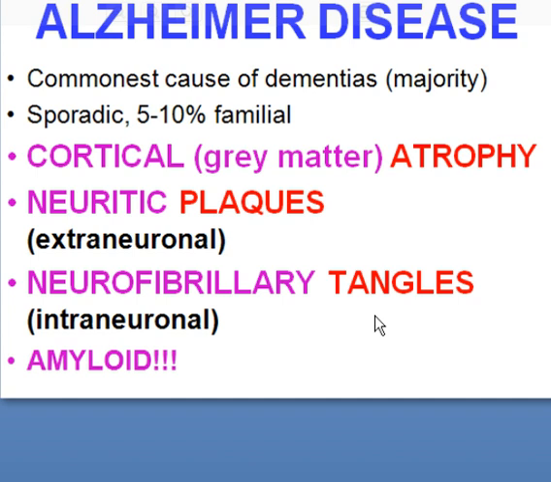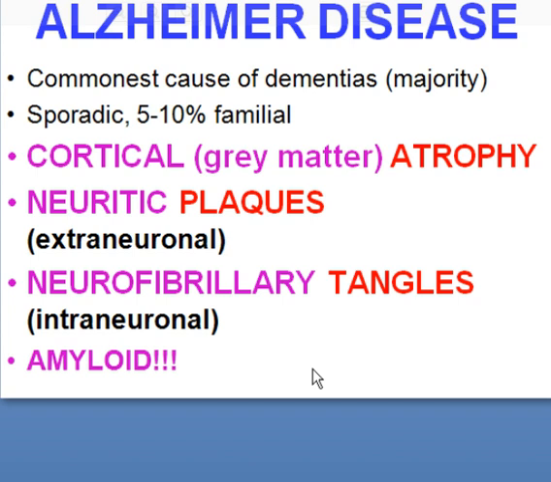And then there's amyloid. And the amyloid is almost always accompanied by either the plaques or the tangles, more likely the plaques and the tangles. But I would say you should remember, if somebody asks you, what are the specific pathologic findings in Alzheimer's disease, you should remember neuritic plaques, neurofibrillary tangles, and amyloid.